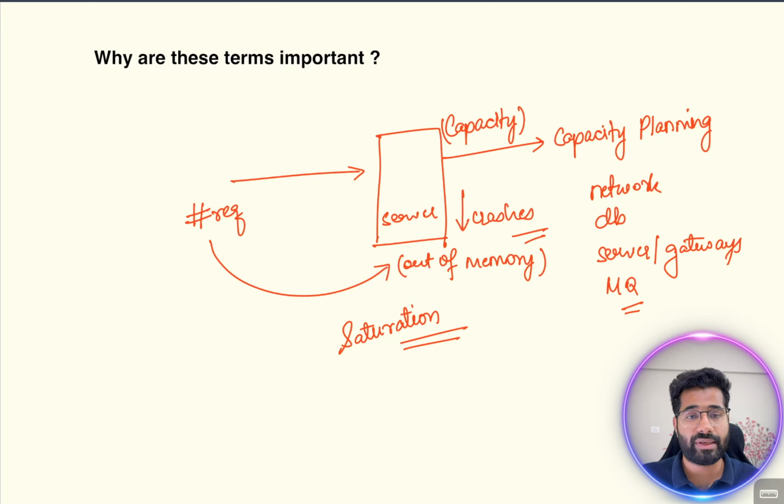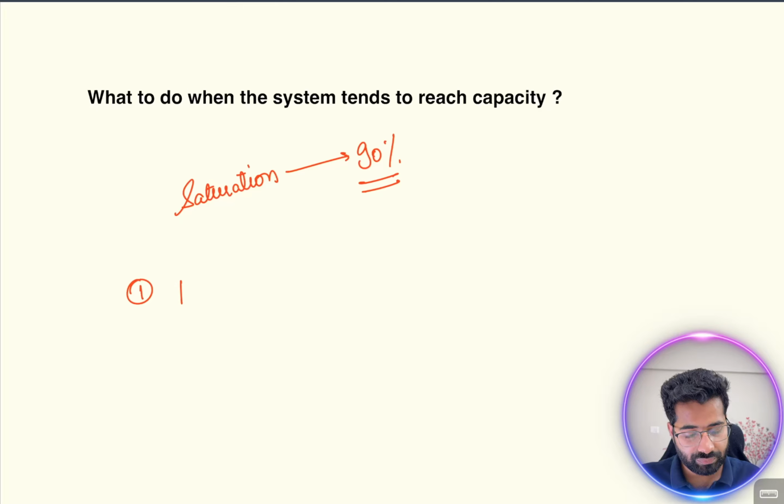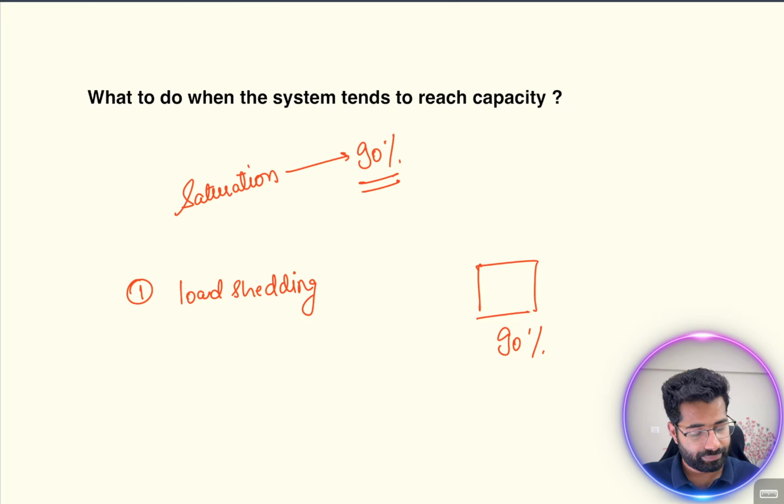So let's say there's a system where the saturation level of a server is at 90%. So it's nearing 100%. What are the measures that we can take so that it does not breach the capacity? So the first measure is basically load shedding. The server can be intelligent that if I am reaching 90% of my capacity, the throughput is reaching 90%, or let's say saturation is at 90%.